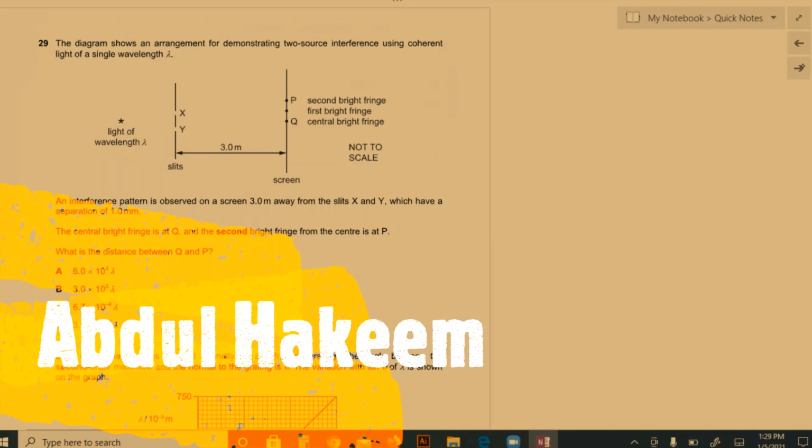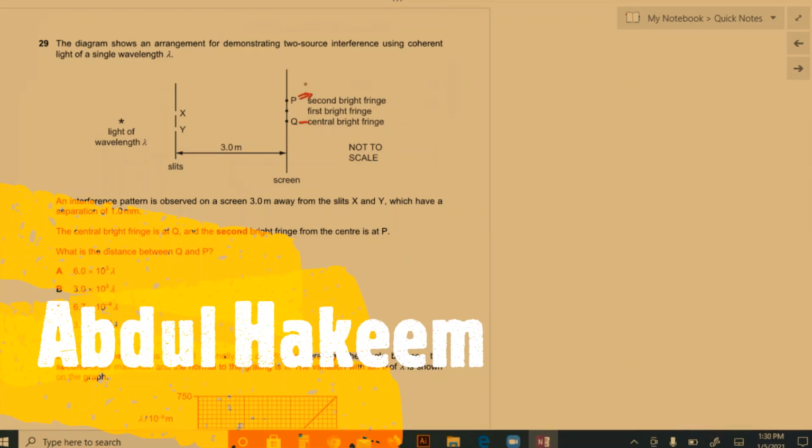The next question is, the diagram shows an arrangement for demonstrating the interference of two sources using coherent light of a single wavelength lambda. An interference pattern is observed on the screen 3.0 meters away from the slits X and Y, which have a separation of 1 millimeter. The central bright fringe is at Q, and the second bright fringe is at P. So this is the second bright fringe. What is the distance between Q and P?